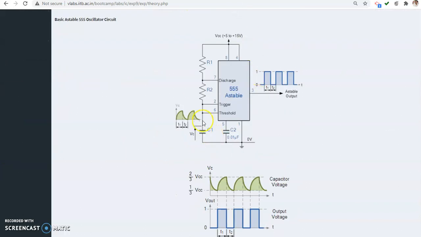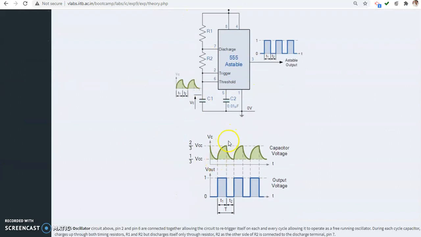Here is the theory content and the waveforms you can see. So on time, the capacitance is getting charged and then the capacitance is getting discharged. When it is on time, you can see its base is 1 by 3 Vcc, and its top reached value is 2 by 3 Vcc. Okay, so you have seen that.